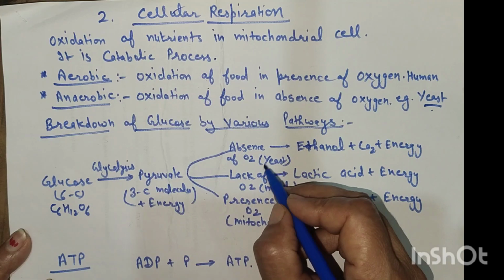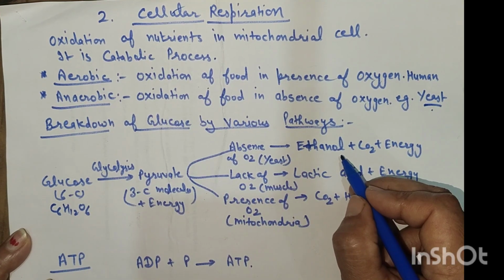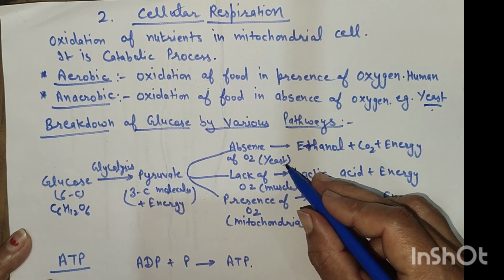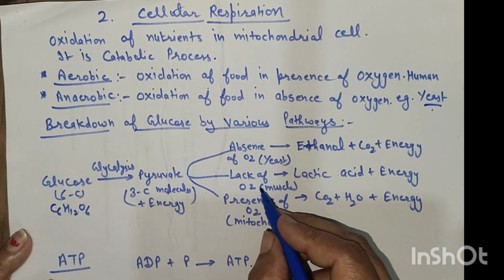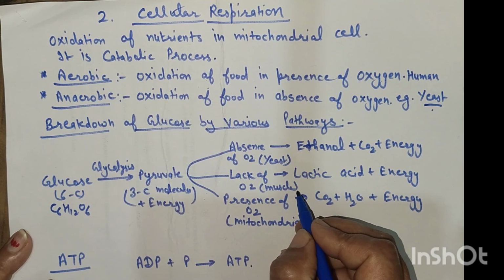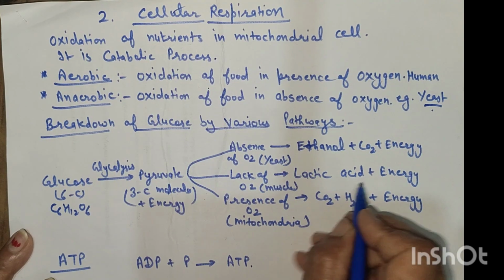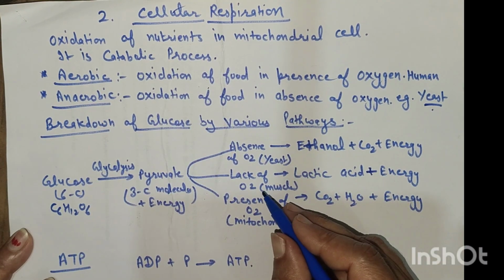First is the absence of oxygen, that is an anaerobic process. It forms ethanol plus carbon dioxide and also releases energy. This takes place in yeast. Second is lack of oxygen. This takes place in the muscles. When you do vigorous exercise, your muscles start to pain. Some lactic acid is deposited in your muscles, and with this some energy is released. This is lack of oxygen.